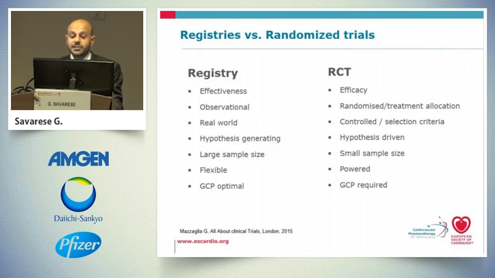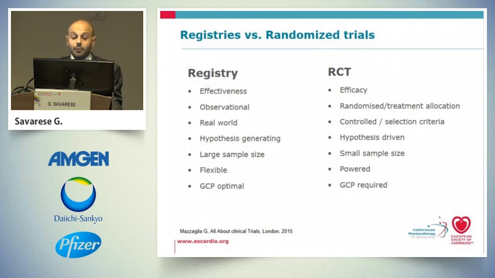So comparing registries and randomized clinical trials, when we talk about registry, we talk about effectiveness, meaning the efficacy of a drug in the real world. In randomized clinical trials, we talk about efficacy, meaning the efficacy of a drug according to the strict inclusion and exclusion criteria of the trial. Registries are observational, RCTs are obviously randomized. We talk for registry about real world, and for randomized clinical trial, we have to consider the strict inclusion and exclusion criteria. Registries are hypothesis generating, while randomized clinical trials are hypothesis driven.